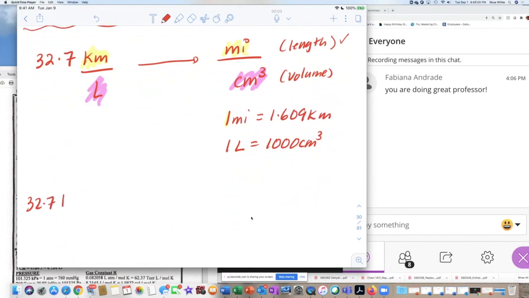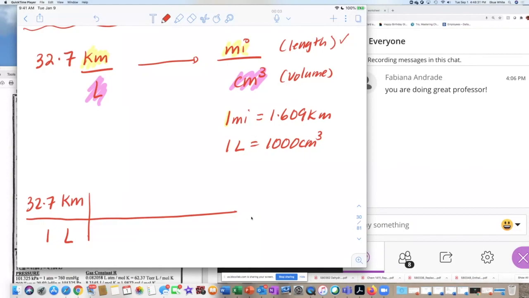32.7 kilometers is the top part. I'm going to write this out as a fraction. My bottom part will be liter, but I don't want the liter to be lonely, so I put the number 1 here. It doesn't change the value. Now we have 32.7 kilometers over 1 liter. Okay? So what conversion do you want to start with? Length, volume? Let me try to mix it up, okay? Because I do this a lot.